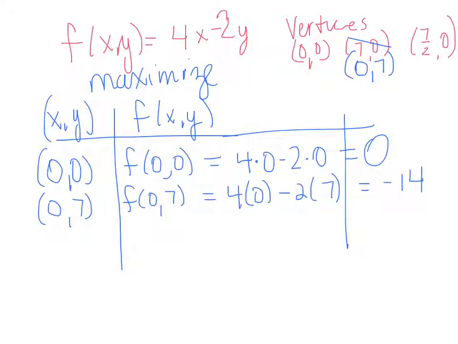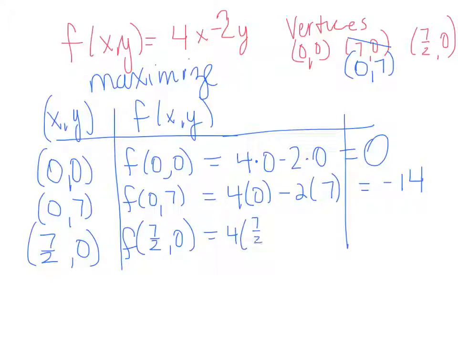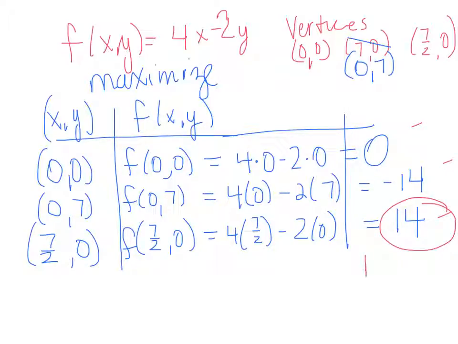Ooh. Then I have the last one. I have 7 halves, comma 0 as the last vertex. I'll figure out the function when x is 7 halves and y is 0 and get 4 times 7 halves minus 2 times 0. So that becomes, look at that, plus 14. So now you have to ask yourself, which one of these numbers is the largest number? Oh, this one is the maximum value.